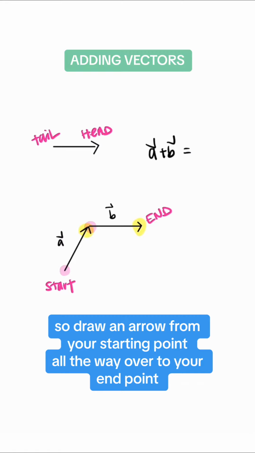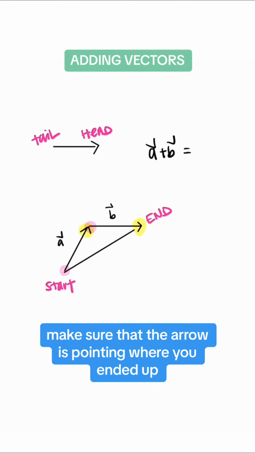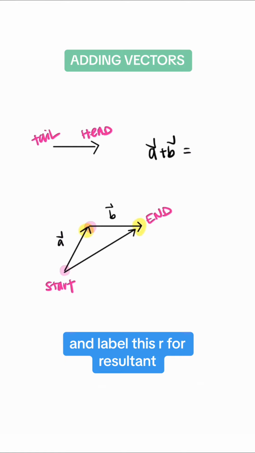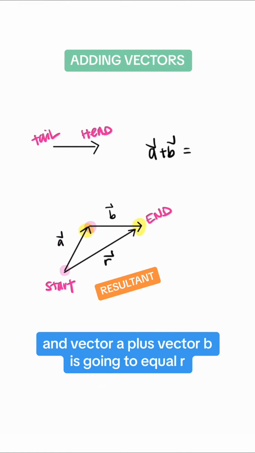So draw an arrow from your starting point all the way over to your end point. Make sure that the arrow is pointing where you ended up and label this R for resultant. And vector A plus vector B is going to equal R.